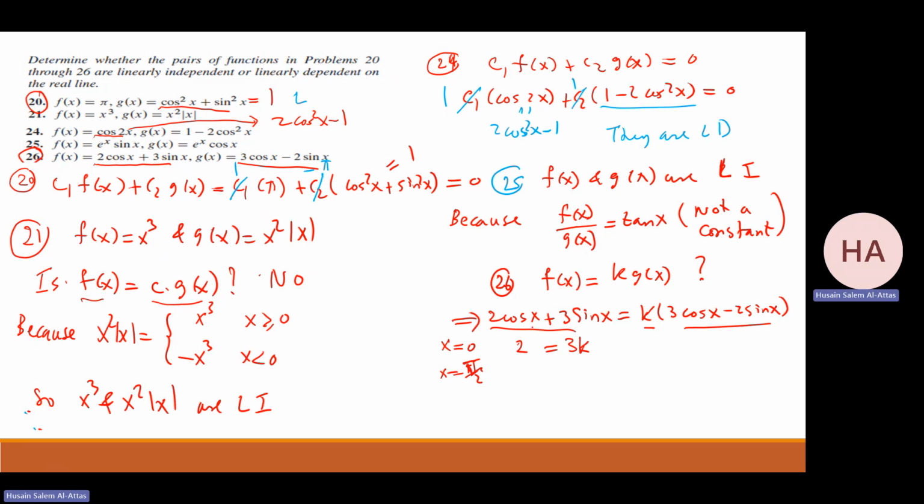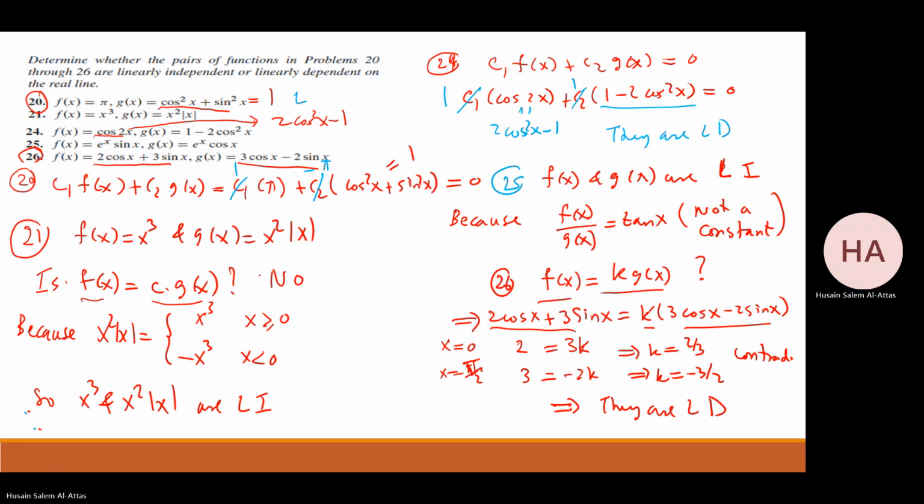Put x equal pi over 2. This is 0. I have 3 equal what? Minus 2k. So from here, I'm getting k equal 2 over 3. But from here, I'm getting k equal minus 3 over 2. Contradiction. So they are linearly independent. Impossible to write one function as a constant multiple of the other.